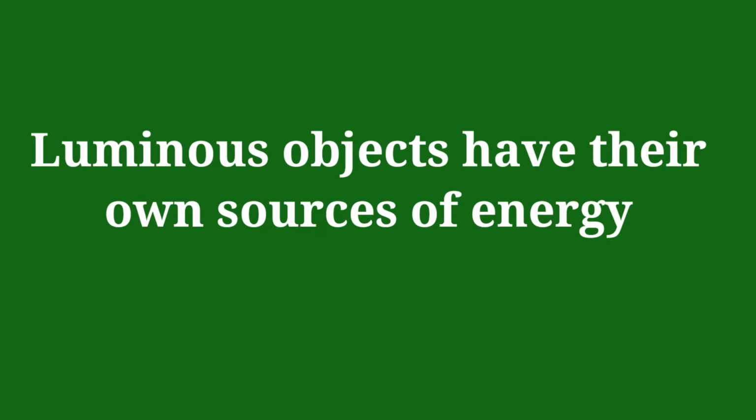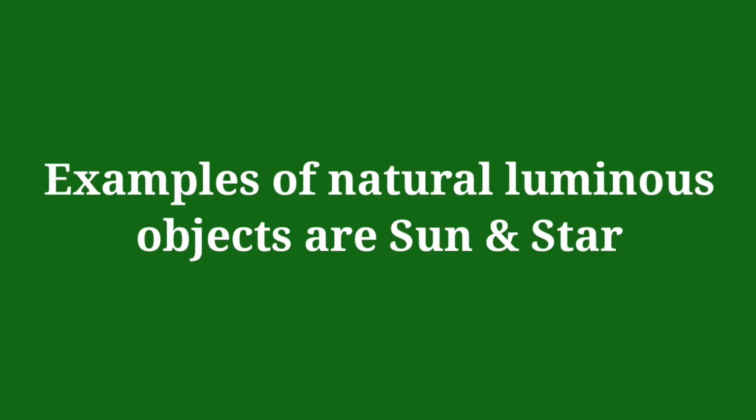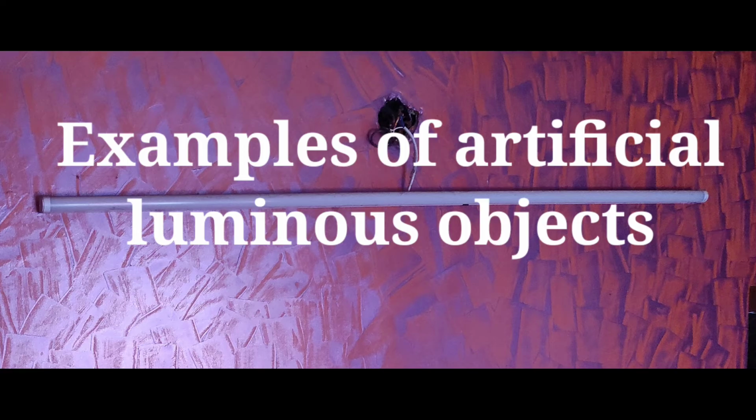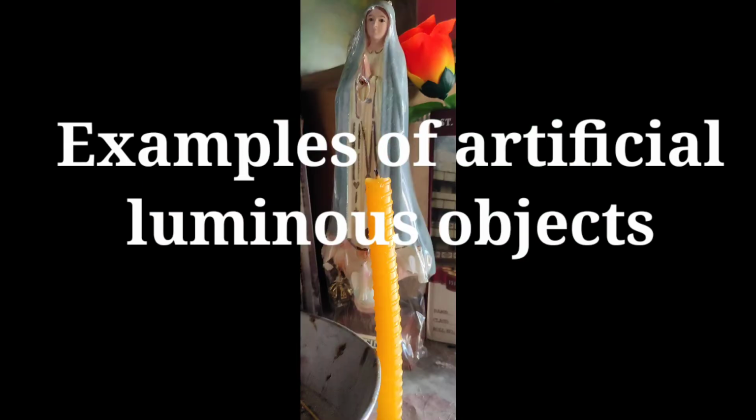Luminous objects have their own source of energy. Luminous objects can be natural or artificial. Examples of natural luminous objects are the sun and the stars. Examples of artificial luminous objects: here is the tube light, here is the bulb, LED bulb, here is a candle. These are all artificial.